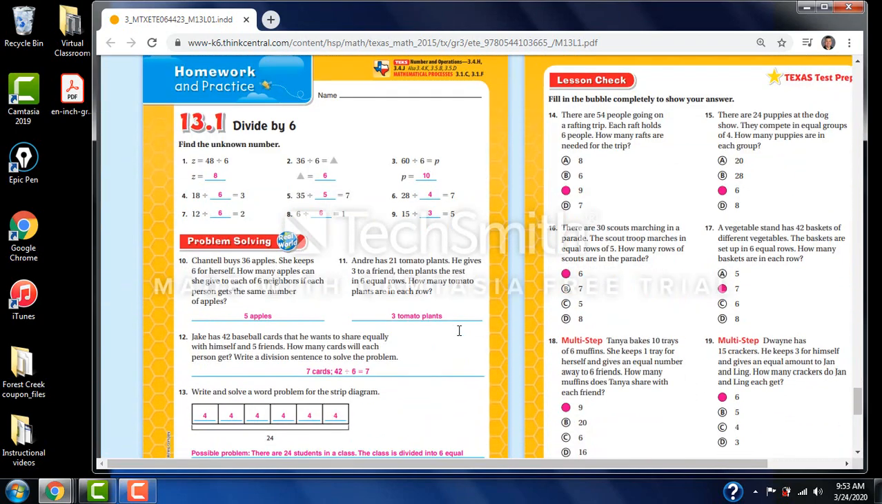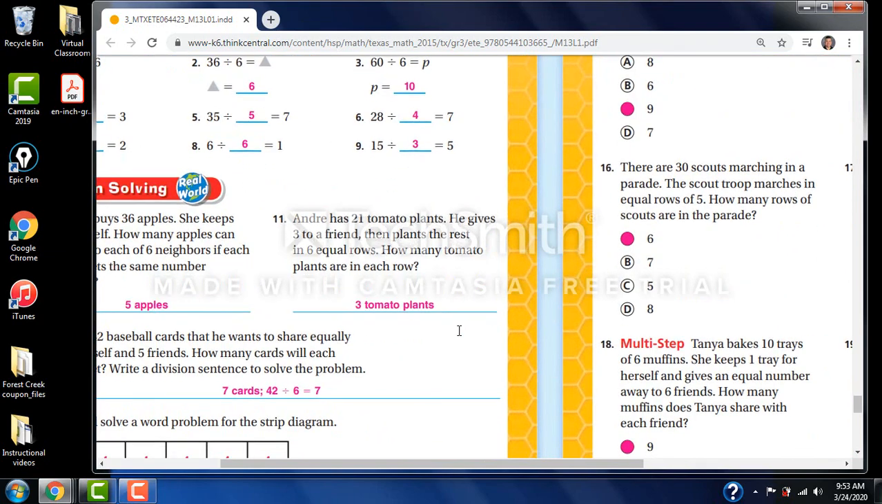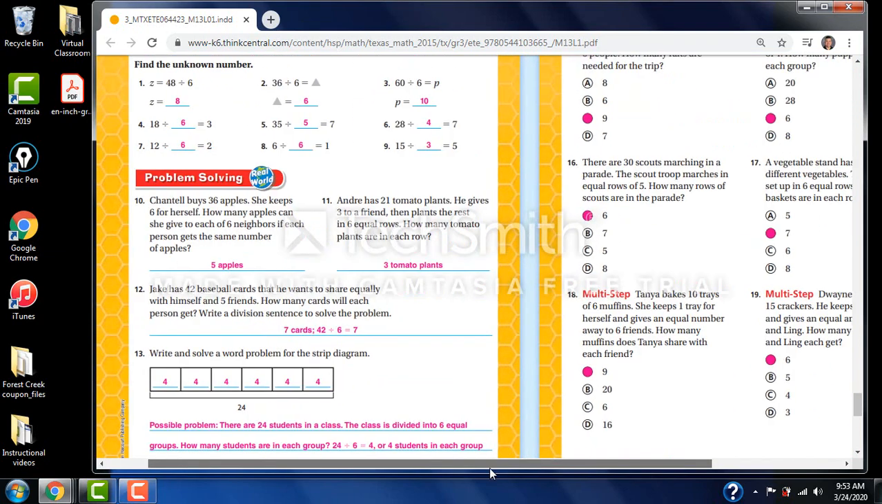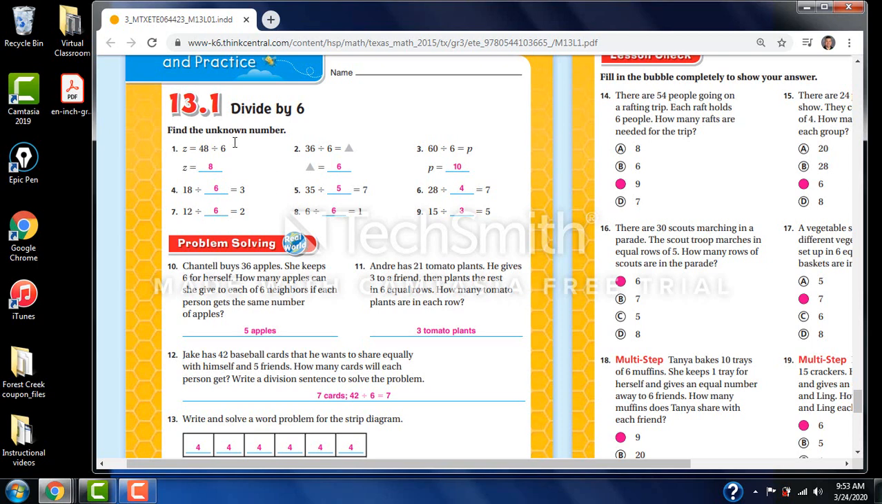Let's check your homework. And here we were solving, find the unknown number, and of course it just has letters here, so that can stand for X or anything, so it's finding the missing number there. So 48 divided by 6, so Z equals 8. 18 divided by 6 equals 3, so you divide this. 18 divided by 3 equals 6. 12 divided by 2 equals 6. 36 divided by 6 equals 6, and so forth.